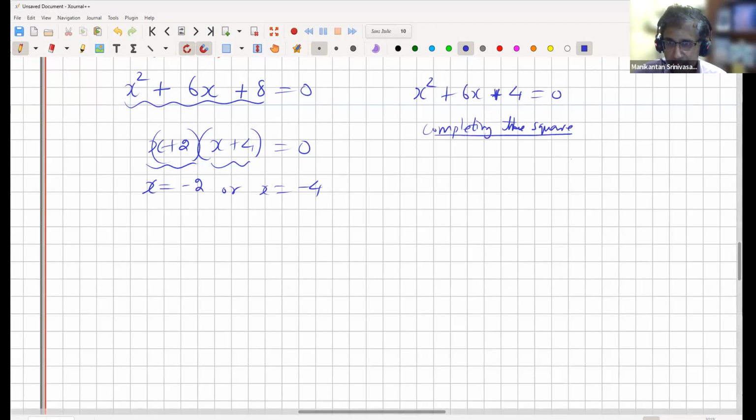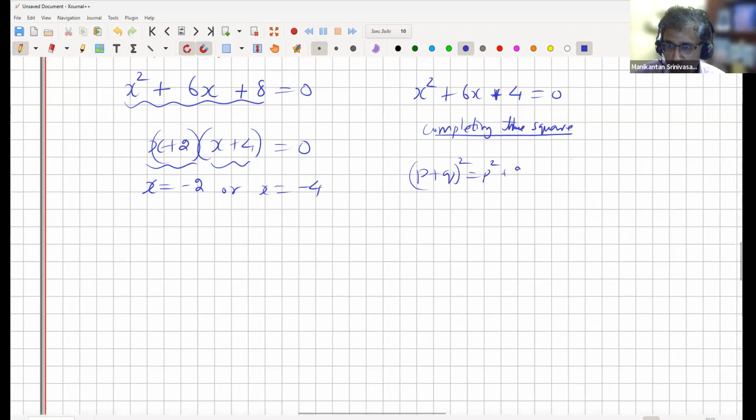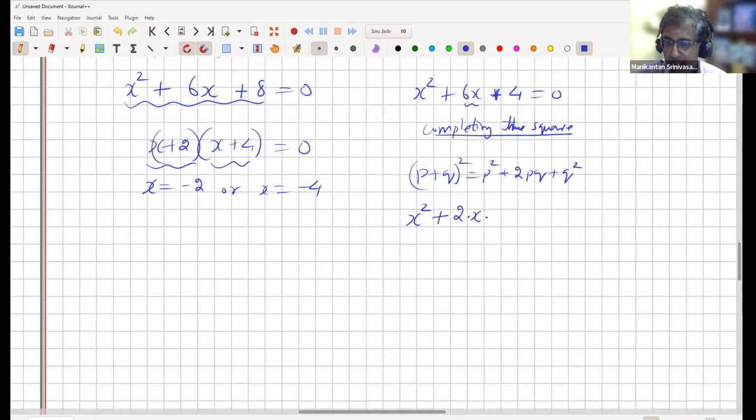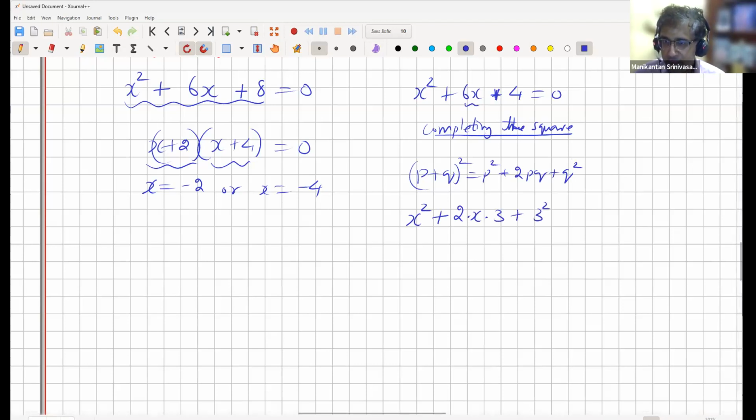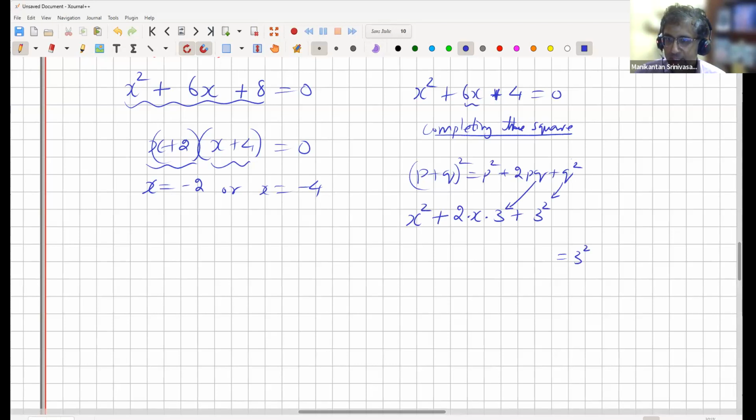That'll be useful, right? So we know that p plus q whole square is p square plus 2pq plus q square. So we'll follow the same model. We'll write it as x square plus 2 into x into 3, which makes the 6x. Then I'll add 3 square, which is the equivalent of q square. So I've discovered my q is 3. I'll add 3 square, and I'll add 3 square to the right hand side as well. And then there's plus 4, of course, which I'll carry in the problem.